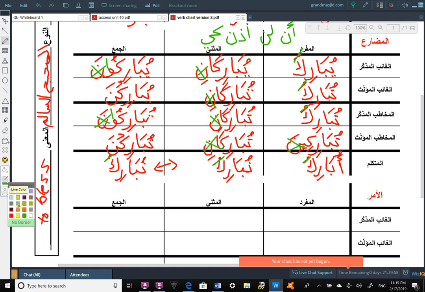If that takes place, and if lam or la of nahiya or in comes before any of these present tense verbs, then the dhamma would become a sukoon. Right? And we would still drop all of our noons of marfu. And these two, as always, are going to never change.